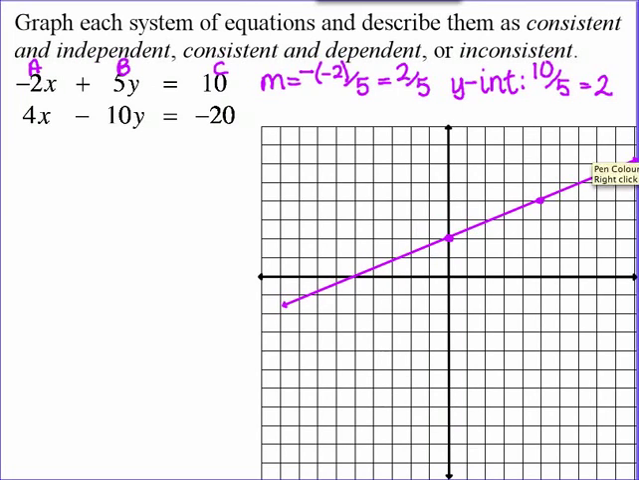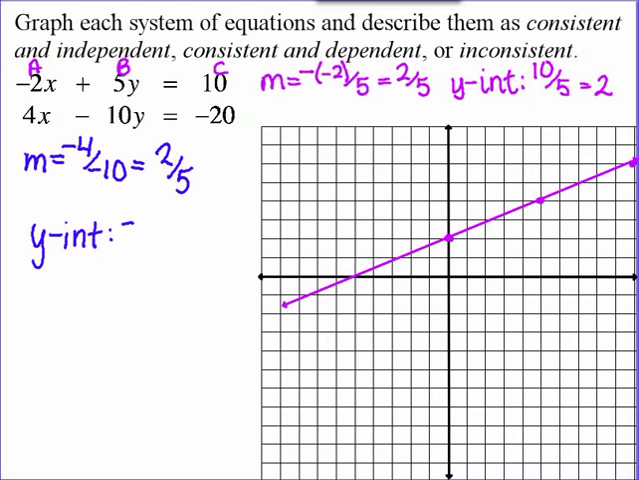So now I need to figure out my slope of my next line. What's my slope of my next line going to be? -4 over -10. What does that reduce down to? -2/5. Yep, 2/5. Okay, so notice they're going to have the same slopes. What's my y-intercept going to be here? 2. -20 over -10. So my y-intercept here is 2. So here's 2. Up 2 over 5, up 2 over 5.